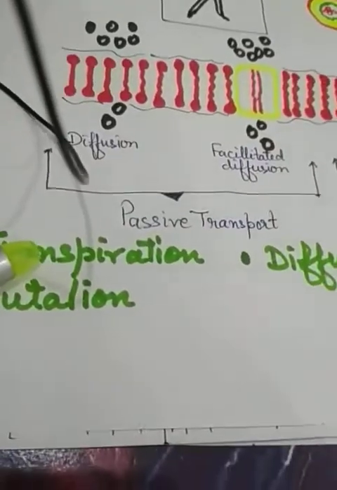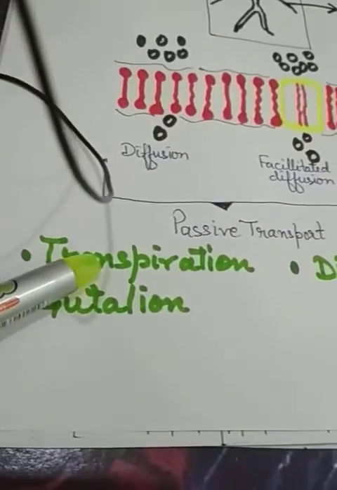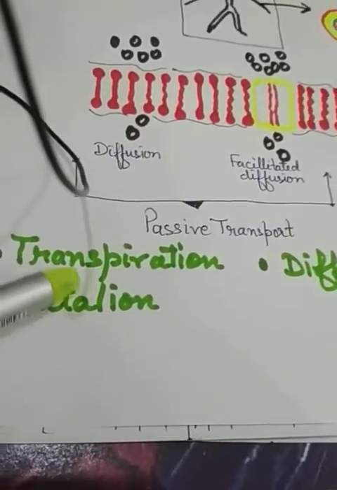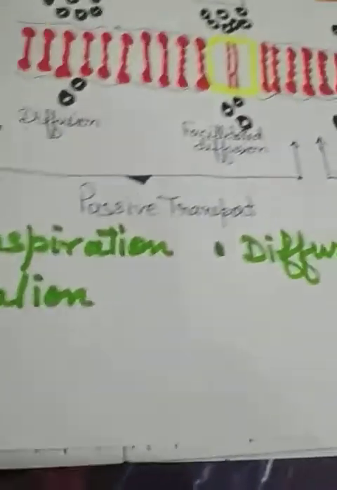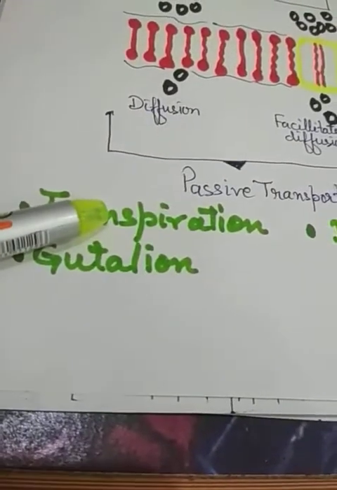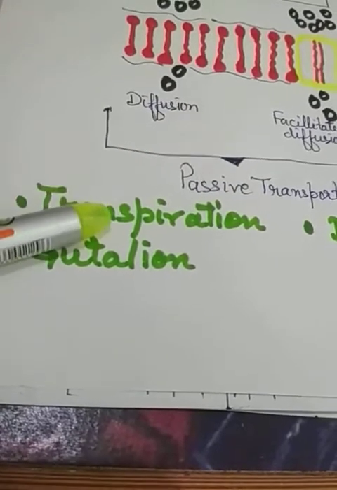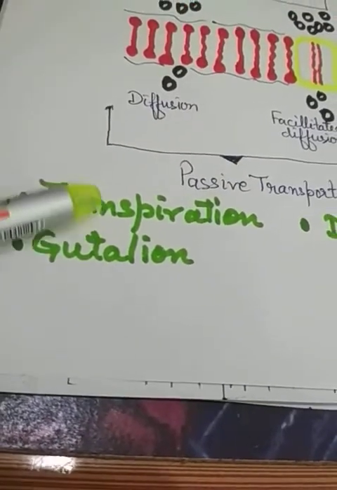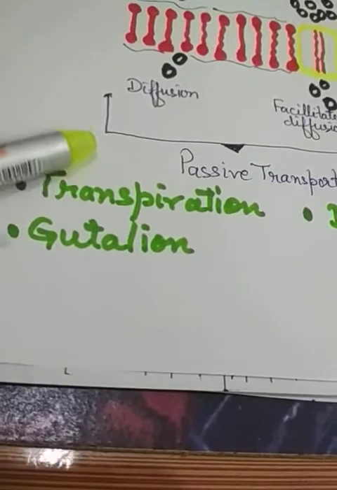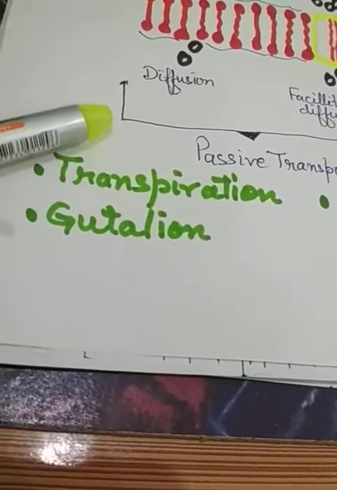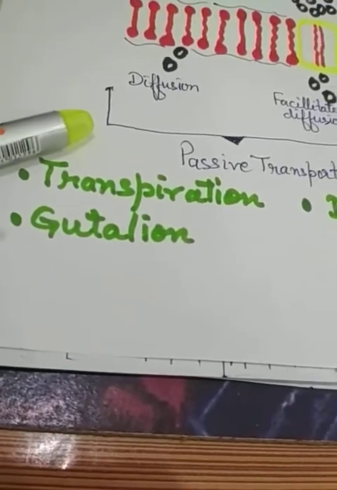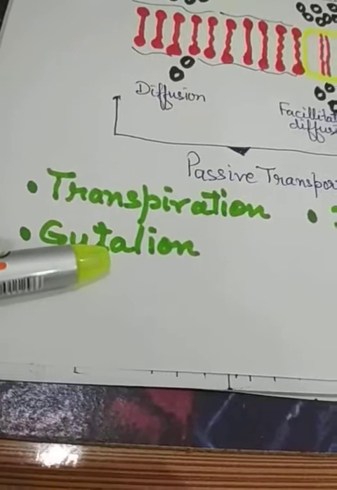Second is transpiration. Transpiration is the process of the going out of water from the plant body through the stomata, meaning excess water is transpired due to environmental factors like high temperature in the environment. Third is guttation.